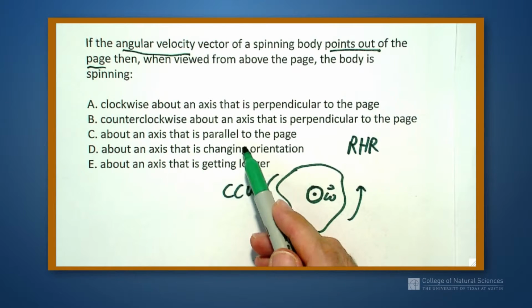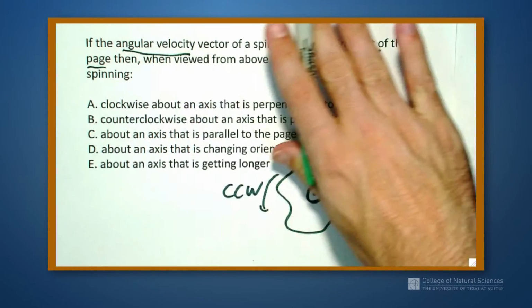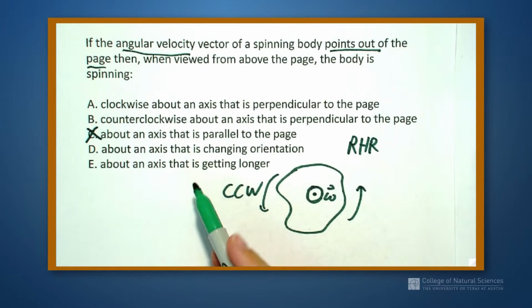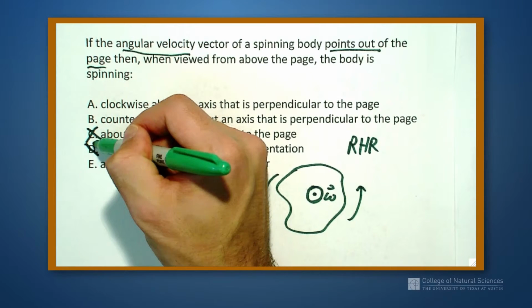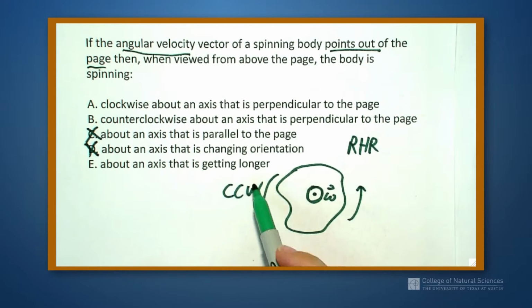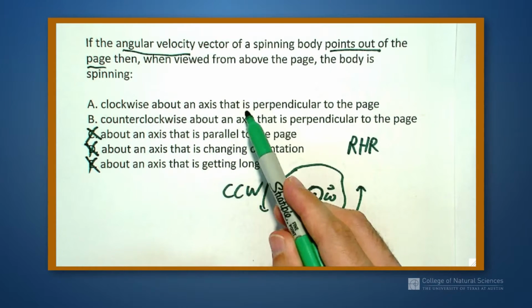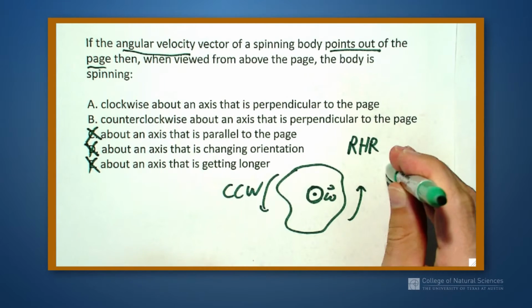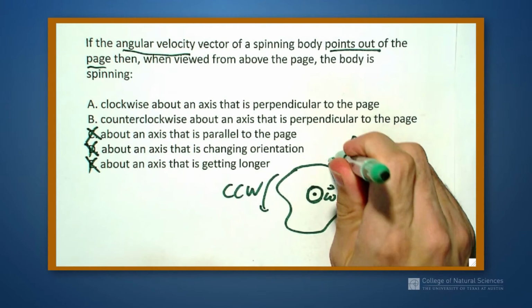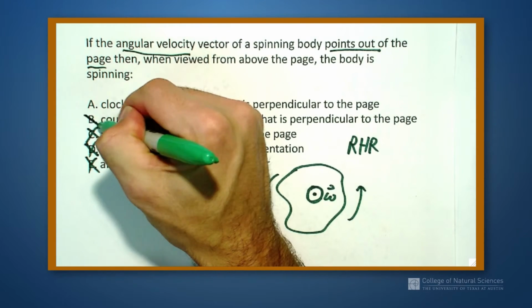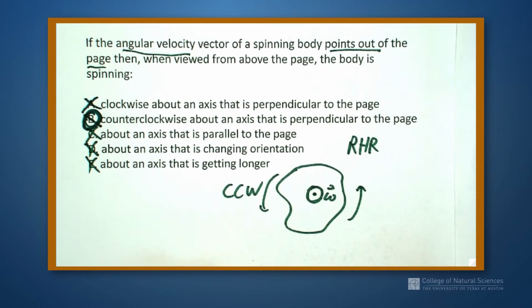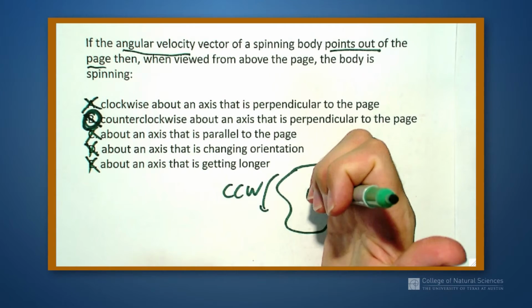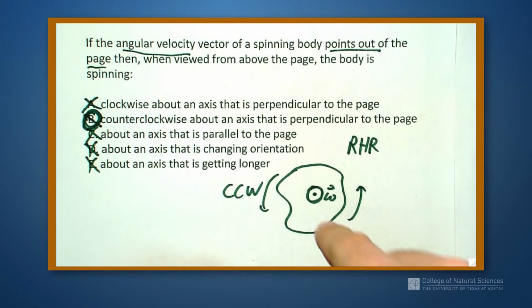So I have to read my choices and figure out which one is right. An axis parallel to the page? Well, parallel to the page would be in this direction, so that one's wrong. An axis that changes its orientation, nope. We know it points directly out. An axis that's getting longer, that really doesn't make any sense. Clockwise or counterclockwise about an axis pointing perpendicular to the page. Well, perpendicular to the page would be out or in. We want the counterclockwise one about an axis perpendicular to the page. So perpendicular out, I'm going counterclockwise around it as we view it from above.